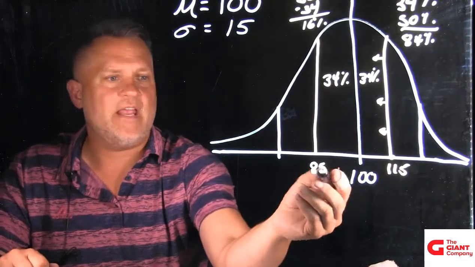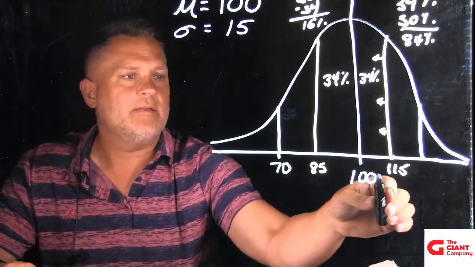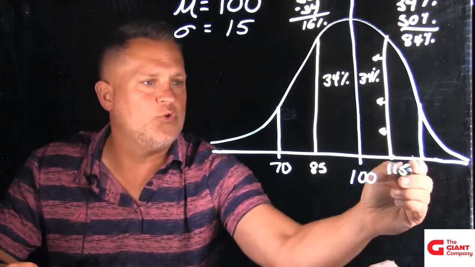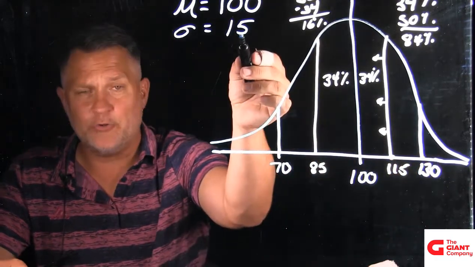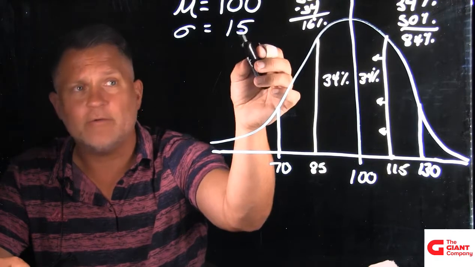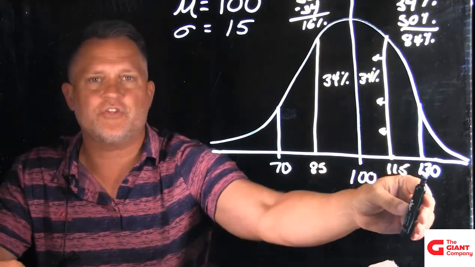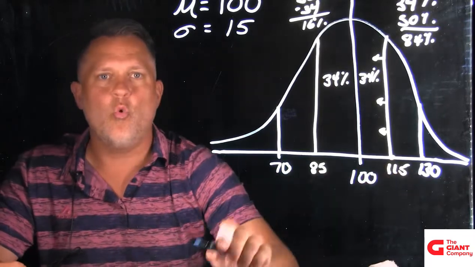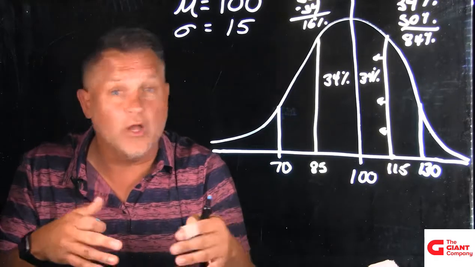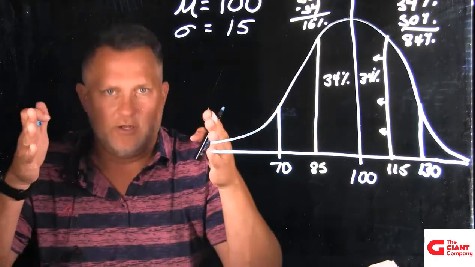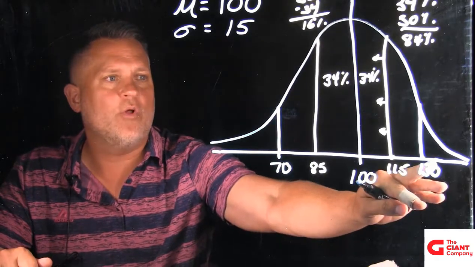now 85 minus 15 is 70, right? And 15 added to 115 is 130. I also know 2 standard deviations is 30, because 1 is 15. So I can do 100 minus 30, or 100 plus 30, and I get out to where two standard deviations are on the nose, right? Not 2.1, 2.2, 2.3. Exactly 2 standard deviations leaves me at 70 and 130.